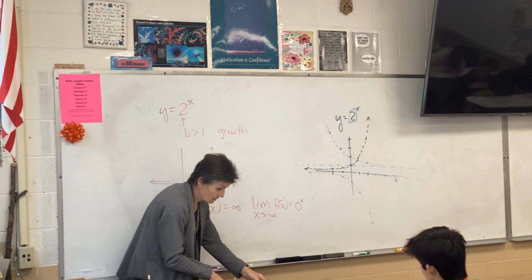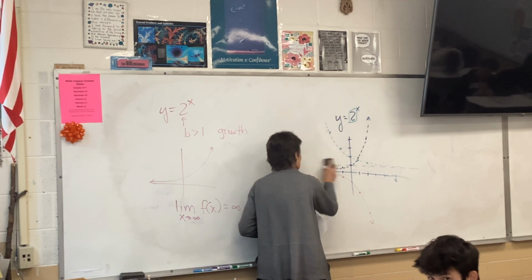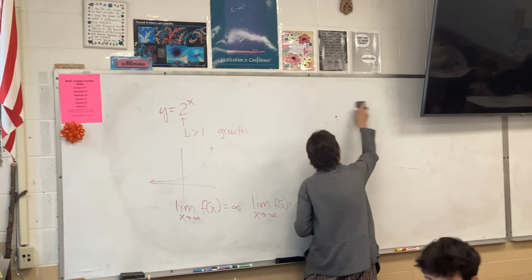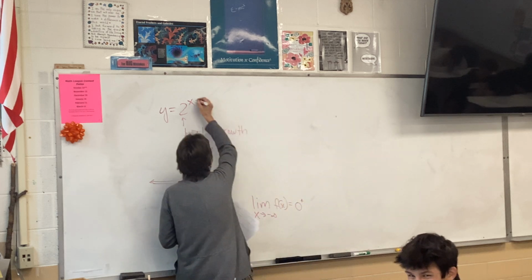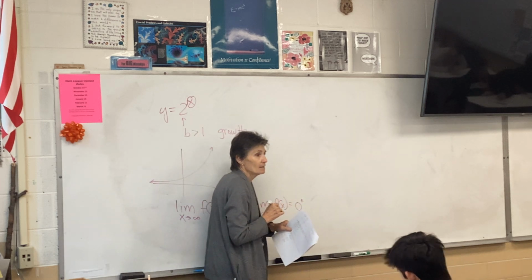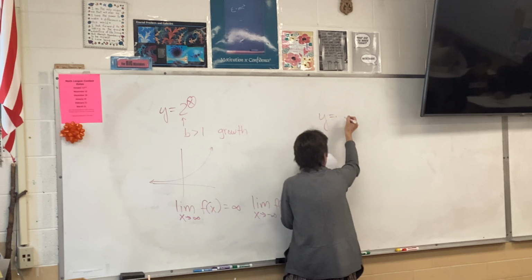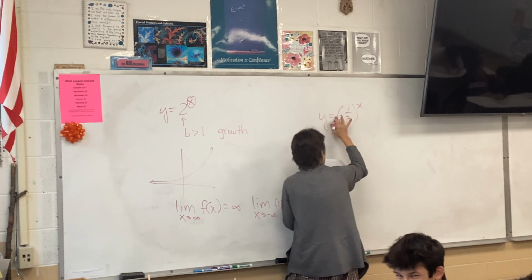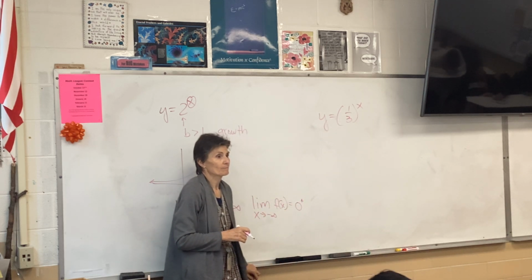Now, look at B. Be careful with B. In the exponential, this has to be an x, not a negative x. So I'm going to have to rewrite my problem as 1/3 to the x. Does that make sense to you?